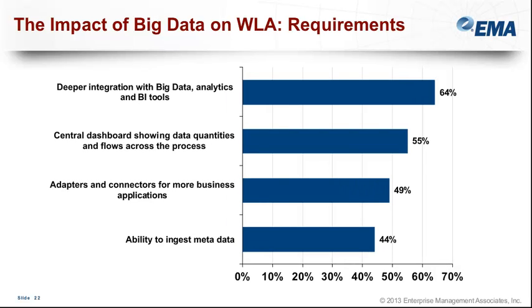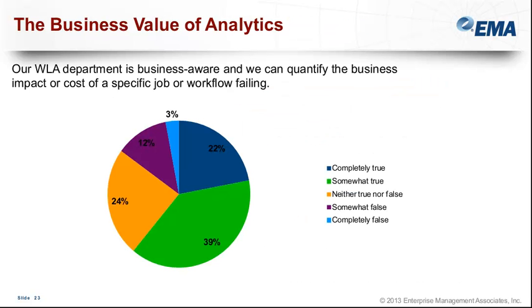So the requirements that result from this are shown on this slide. So what do people want? They want deeper integration with big data and analytics and BI tools out of the box. They want a central dashboard where they can better see how data flows, the different data streams in that chart that I showed you. They want more transparency in general. They want more adapters and connectors for more business applications so that they can more easily plug their business applications into their workload automation tool and manage the process.